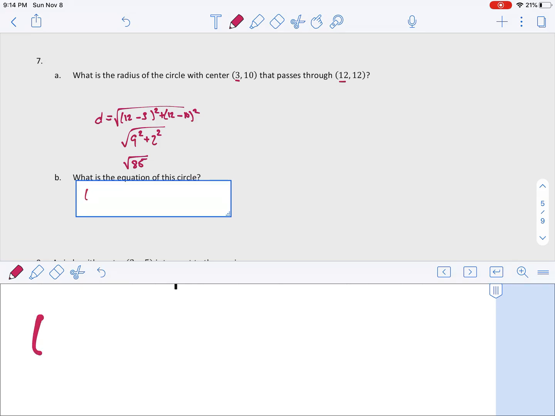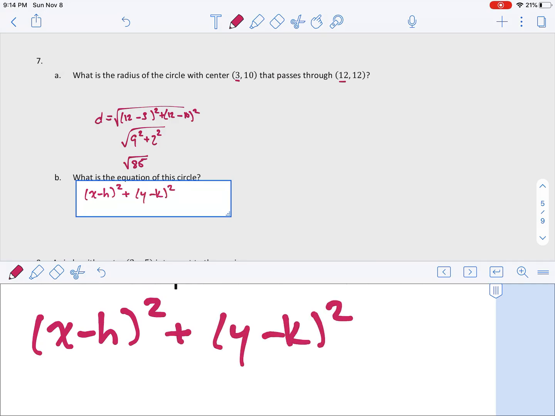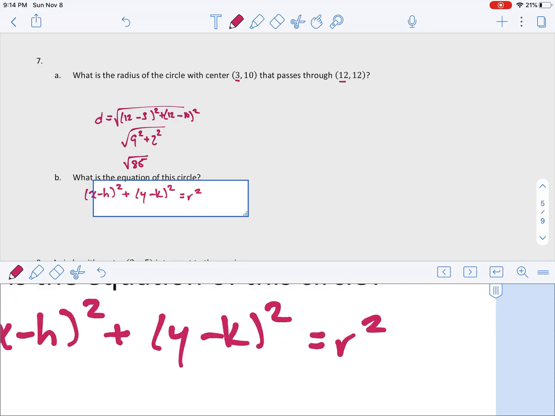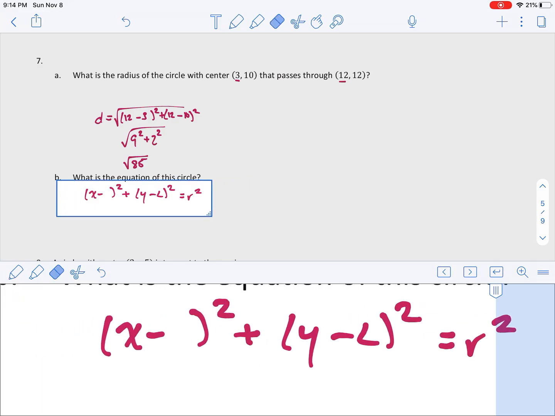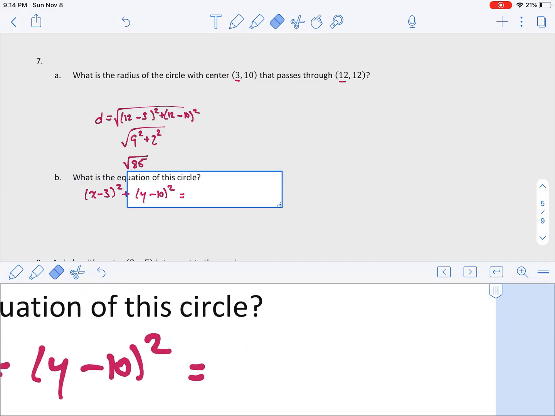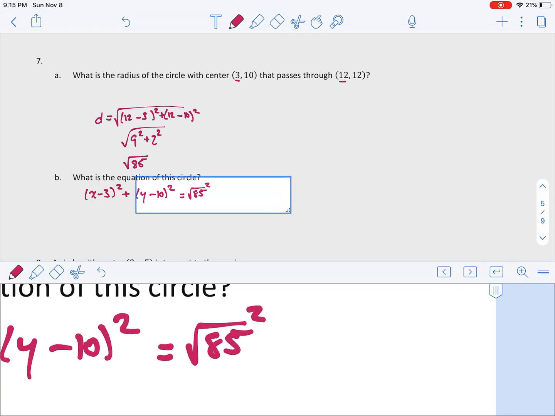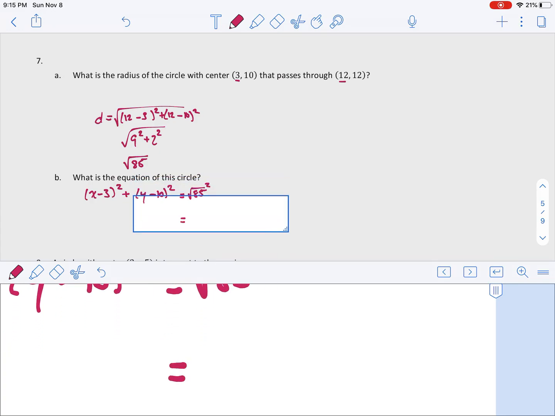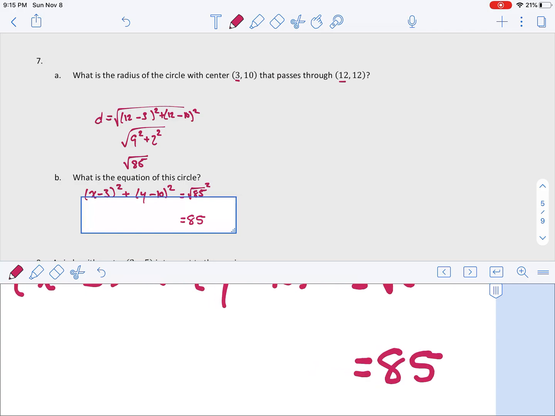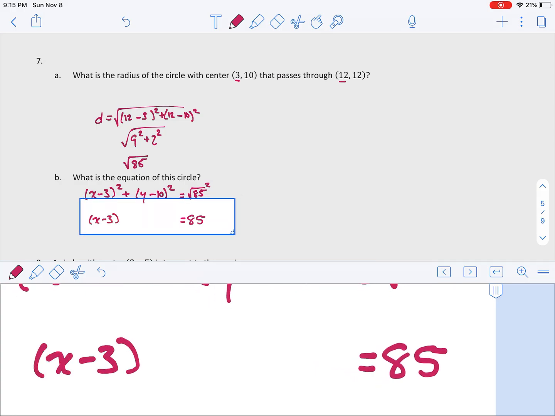So we were given the center already, and any circle can be written using the general form, or standard form rather. So h and k are the center. Our center is at (3, 10), so x - 3, y - 10, and the radius we just found was the square root of 85. Here's why I didn't bother doing any rounding. Because squares and square roots cancel, our right-hand side of the equation is just going to simplify down to 85. The left-hand side doesn't have any way to simplify, so the equation of our circle is (x - 3)² + (y - 10)² = 85.